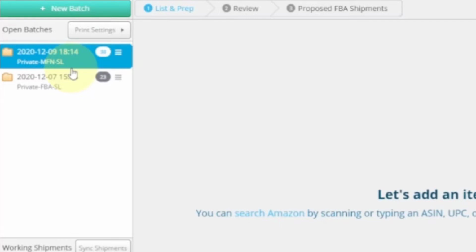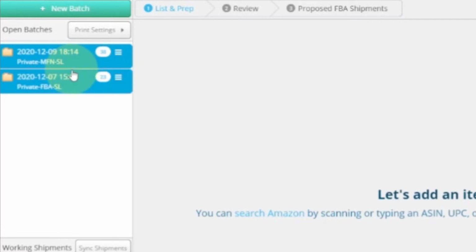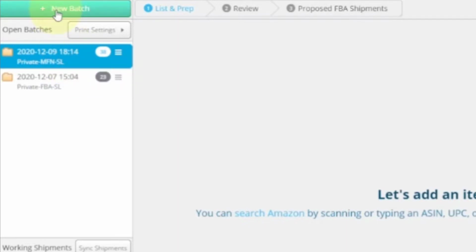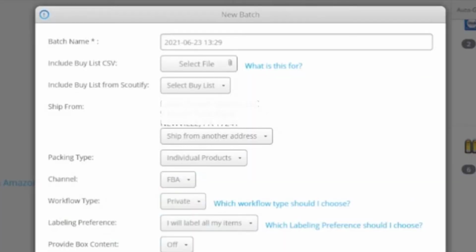Again, like I said before, when you're talking Inventory Lab, it's all about batches. Even if it's just one product, that's a batch. So I'm going to go new batch. From here, I have to say what I want. Now I can name the batch whatever I want. I leave it by default.